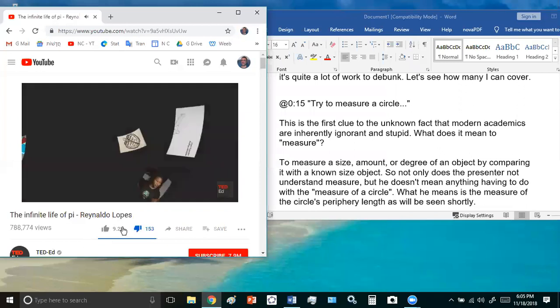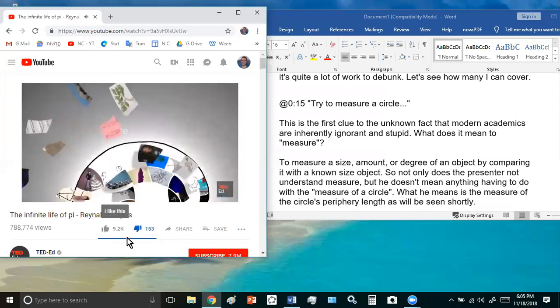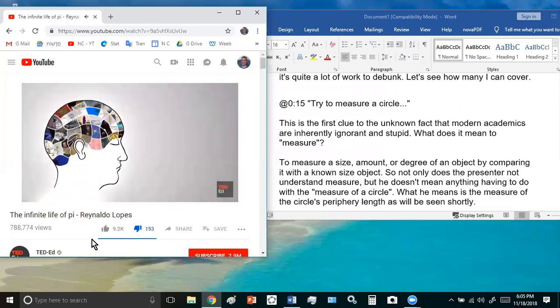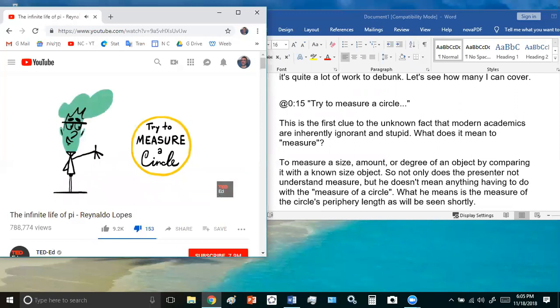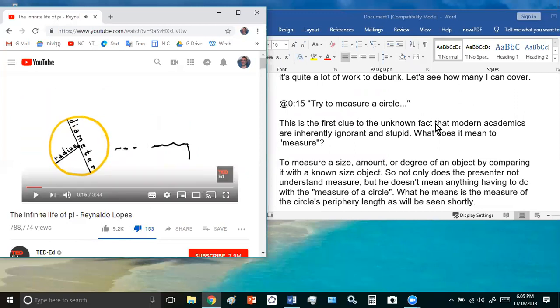Great educators and animators. Try to measure a circle. The diameter and So the first thing you hear is try to measure a circle.